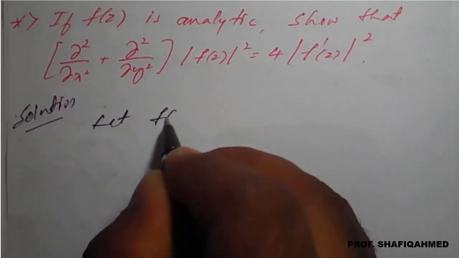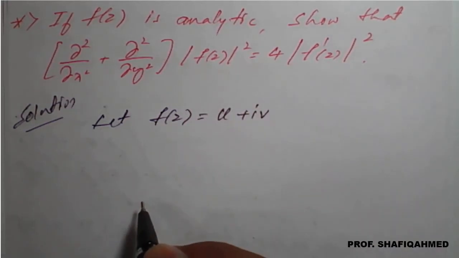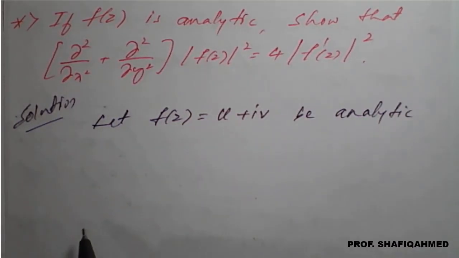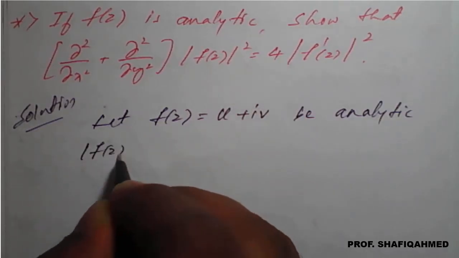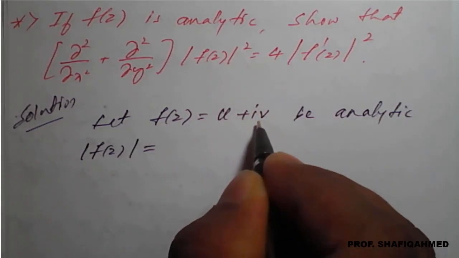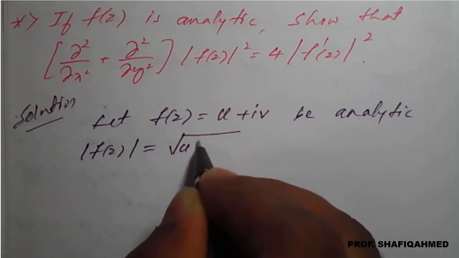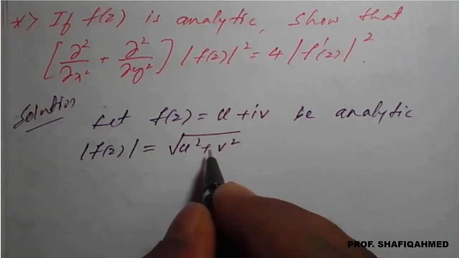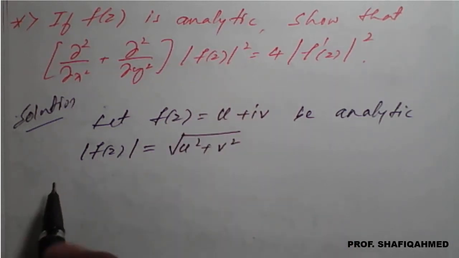We'll consider f(z). So let f(z) = u + iv be analytic. Then take the mod, that is |f(z)| equals, if you take the mod of u + iv, it will become the square root of u² + v². So be careful here. If you take mod on both sides, it will become the square root of u² + v².